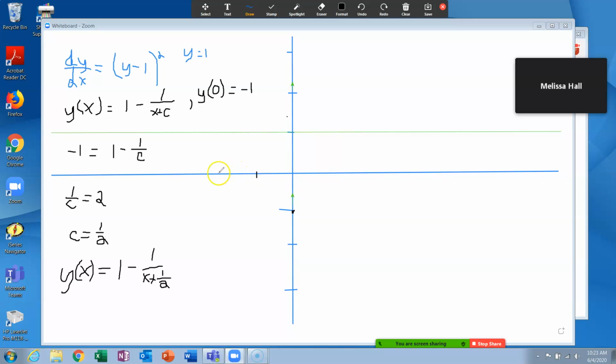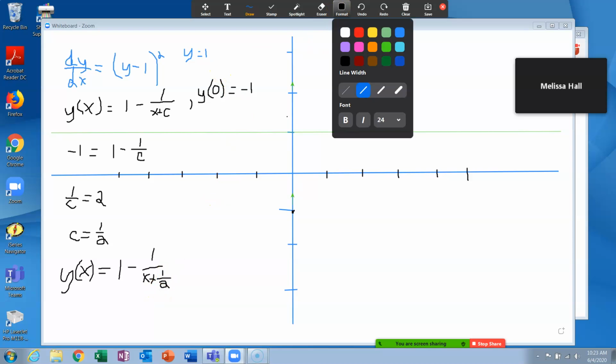There's -1, -2, -3, -4. I don't need this many, I'm just drawing them. And over here we'd have x equal 1, x equal 2, x equal 3, x equal 4, x equal 5. We don't need that many. Okay. So we have x can never equal, as you said, -1/2.